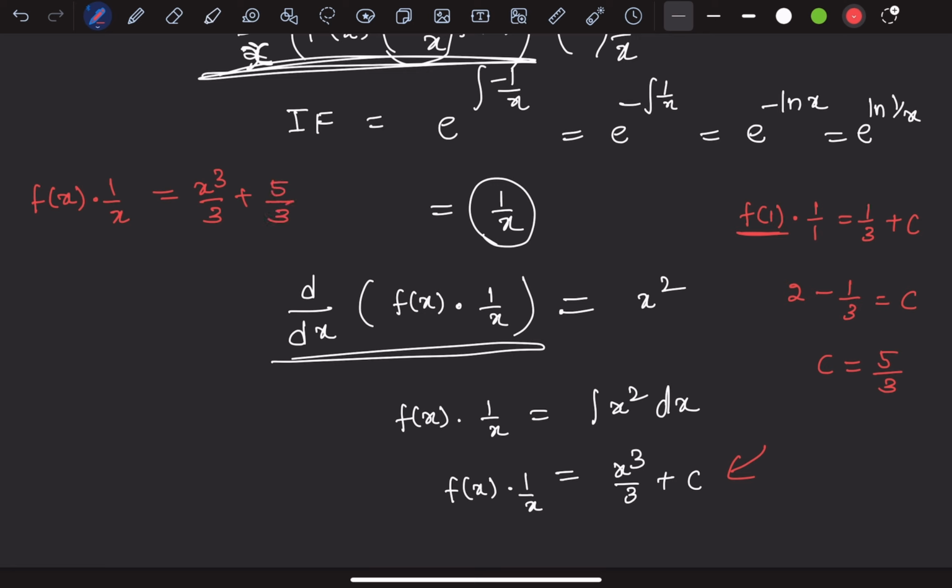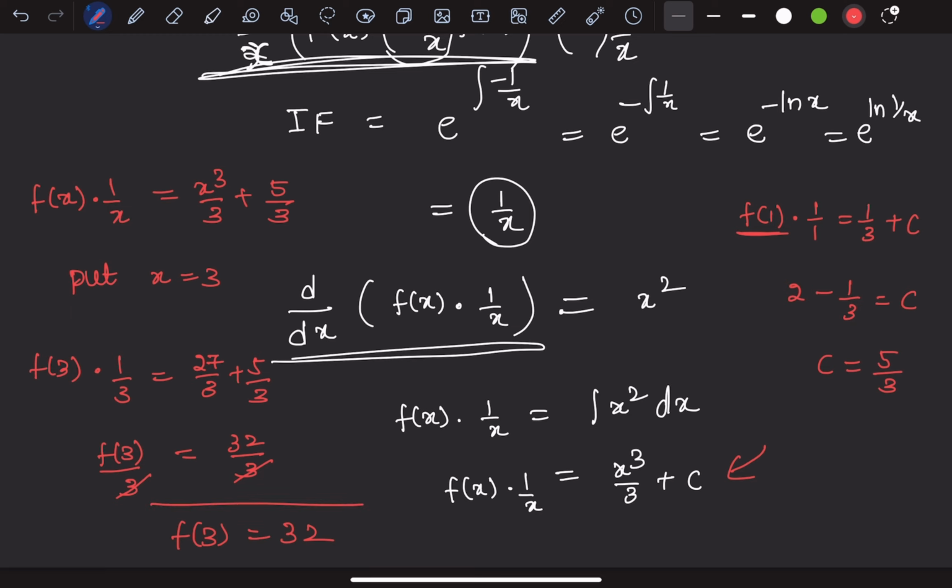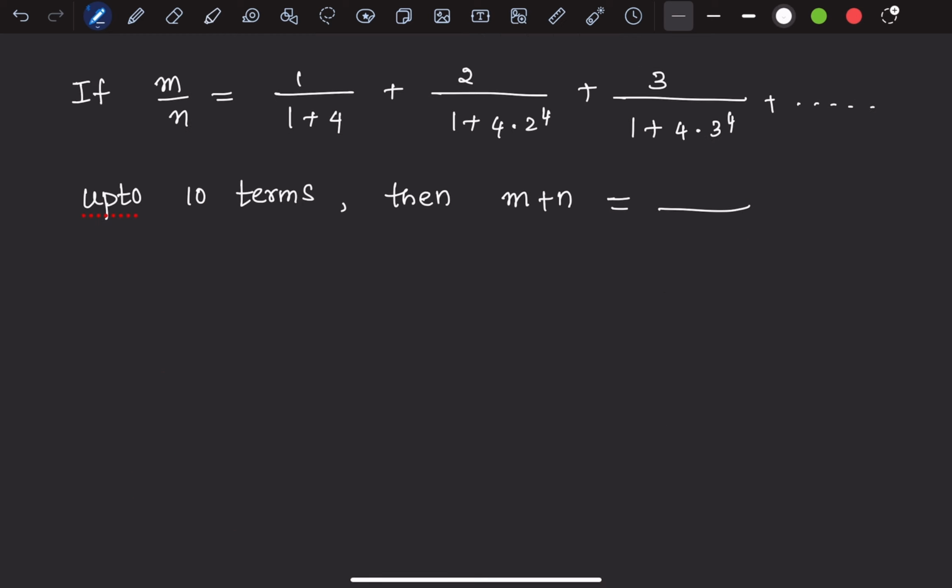Alright, now we have to find out the value of f(3). So put x is equal to 3. f(3) multiplied by 1 by 3 is equal to 3 cube, which is 27 by 3, plus 5 by 3. So this is simply 32 by 3 is f(3) by 3. So this 3 and this 3 get cancelled. So f(3) will be simply 32. This is the answer to your question. Let us proceed to the next question.